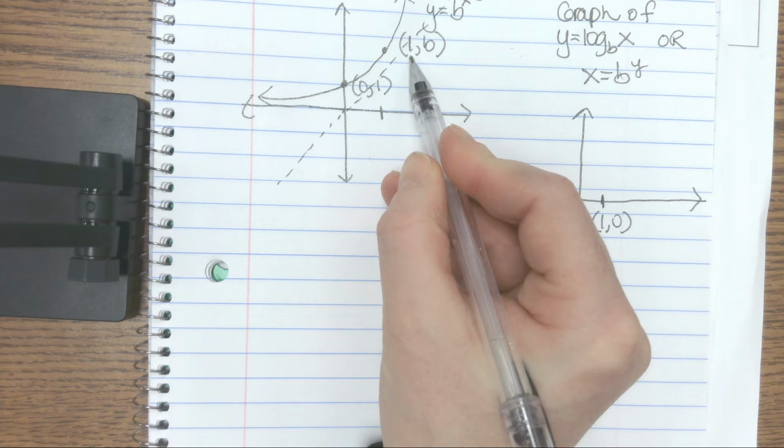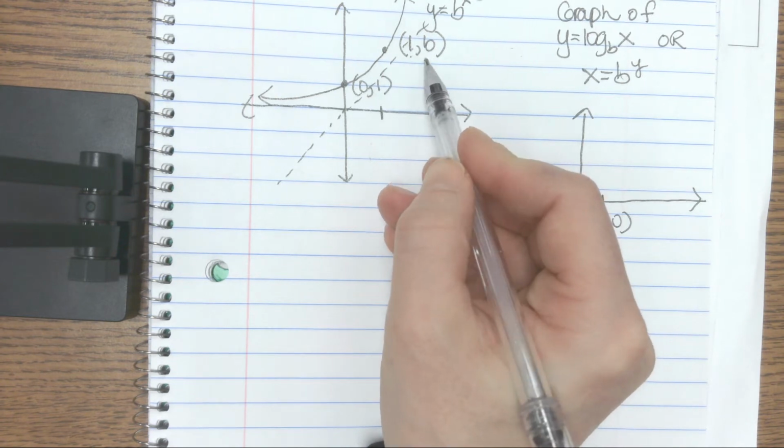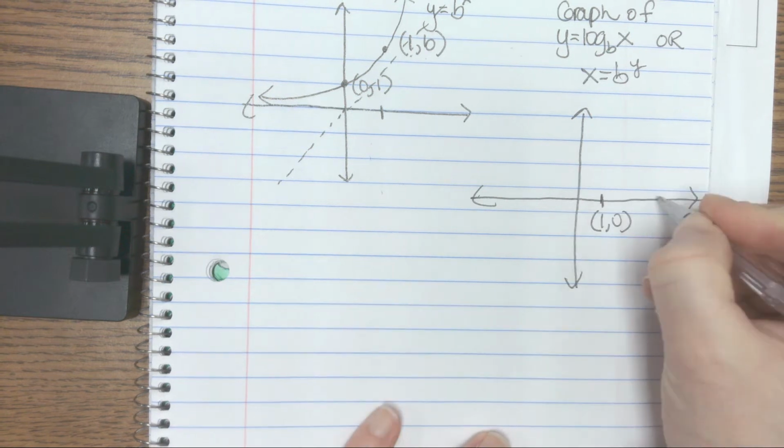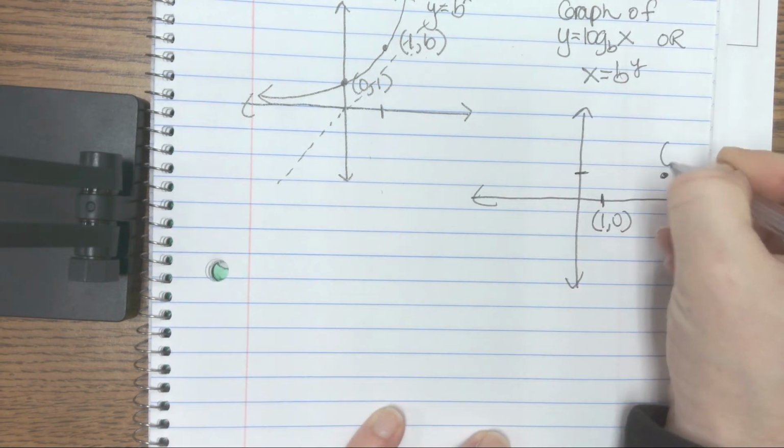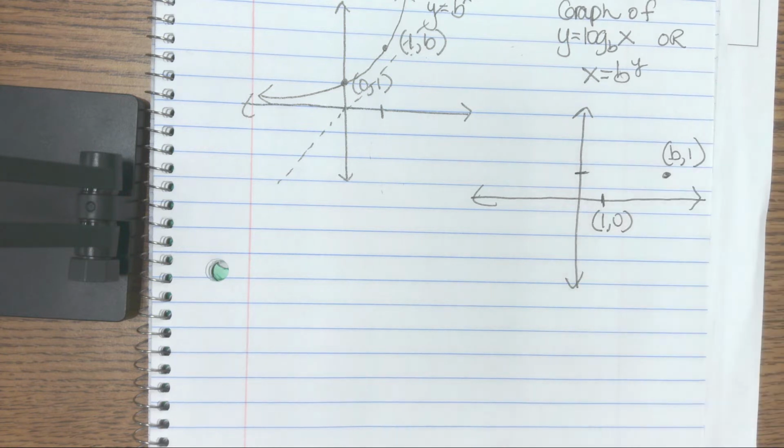All right. Also, this goes through the point 1, b. So Anthony, what should the new graph go through? b, 1. I don't know where b is. It's somewhere over here, but I'm going to go up 1. So also all logarithm graphs, once you figure out their base, which should be right there for you, are going to go through the ordered pair of whatever their base is, comma, 1. Okay. Prediction time.